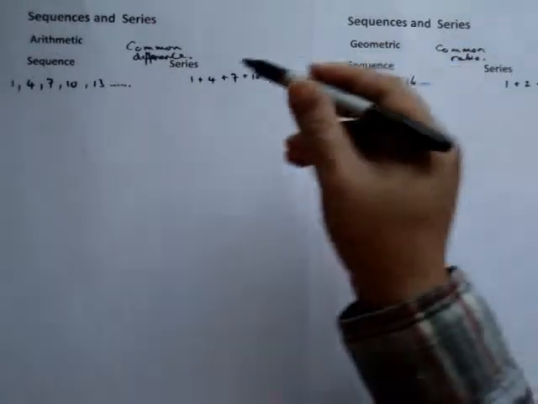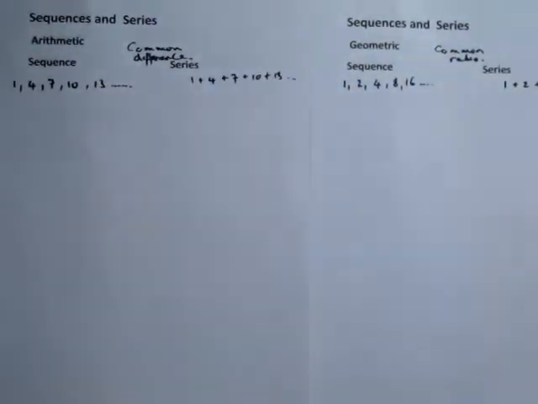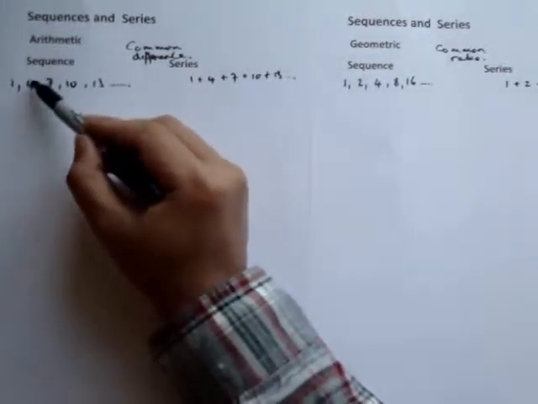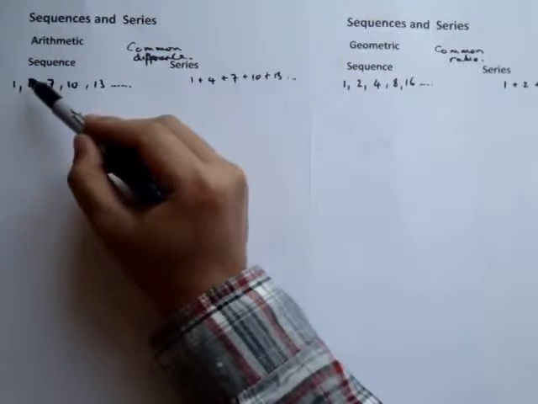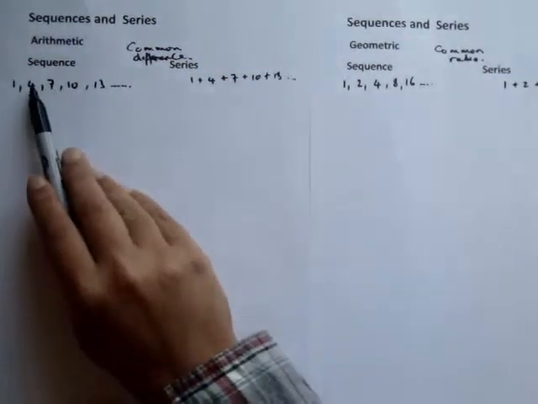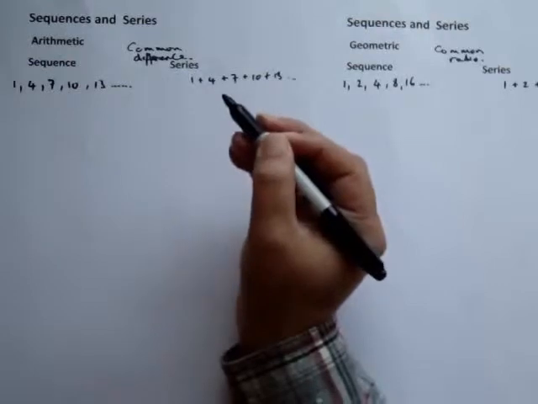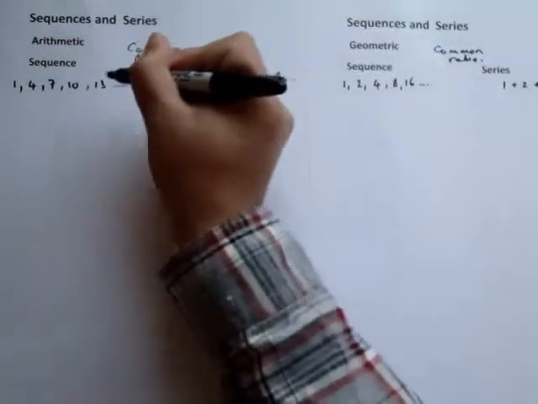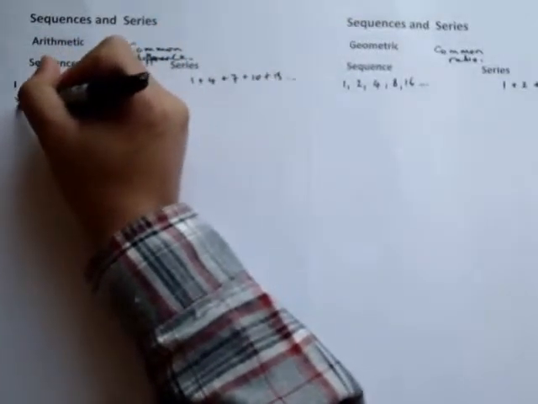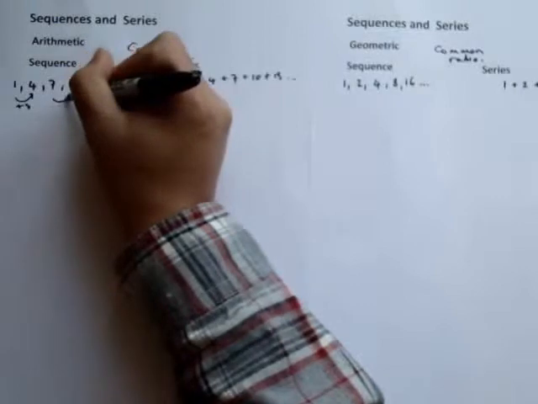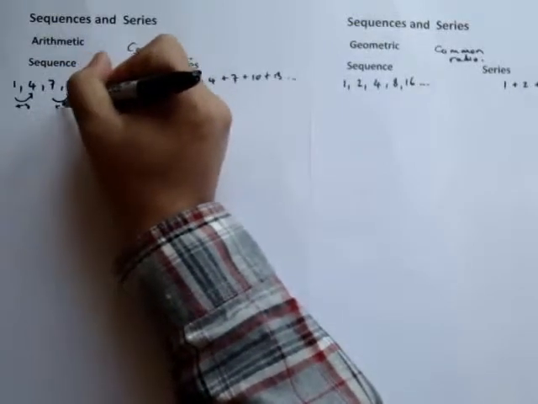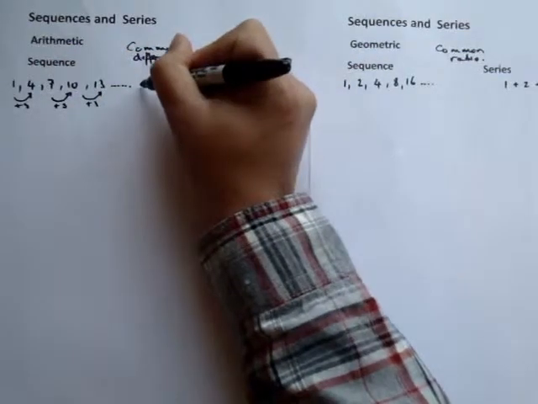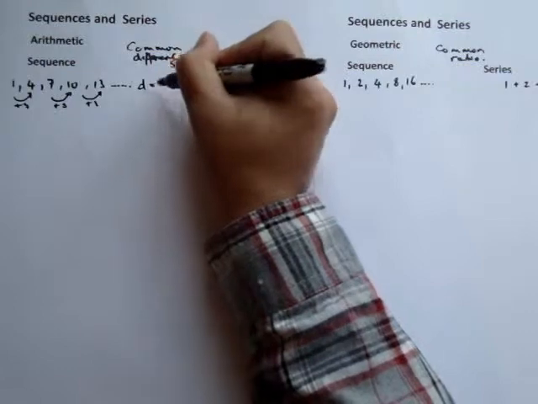Now what do we mean by common difference? So in the arithmetic sequence, when we take the difference between a term and the previous term, or the third term and the previous second term, we get the same difference. Here we would have a difference of 3, so that's plus 3. Here again plus 3. Here again plus 3. So the common difference D equals 3.